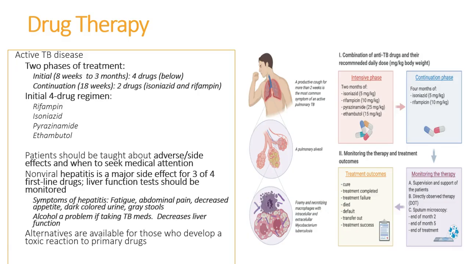So let's start with the R, rifampin. Rifampin blocks RNA synthesis, so it is basically stopping the tuberculosis from growing. Now, every single one of these drugs can cause non-viral hepatitis or liver toxicity. Because of that, education needs to be done that they have to get labs drawn as often as the provider wants. We're checking their liver function tests, all right?